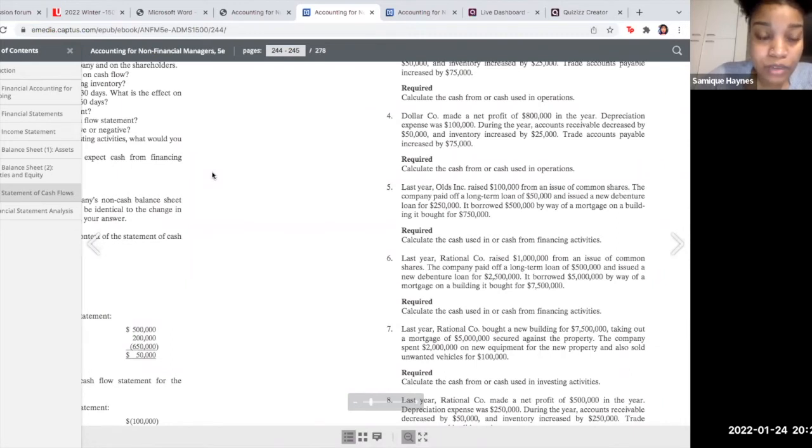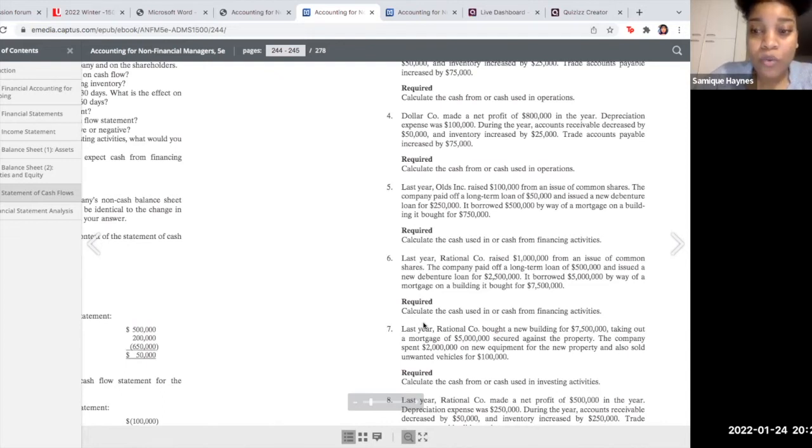Can you see the question? Yes, okay. 7,500,000, does that belong in financing activities or investing activities? Financing or investing? Investing. So you're going to ignore the $7,500,000 because it has nothing to do with the financing activities. And the question says, calculate the cash used in or cash from financing activities.